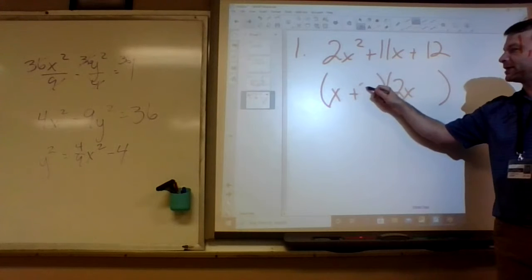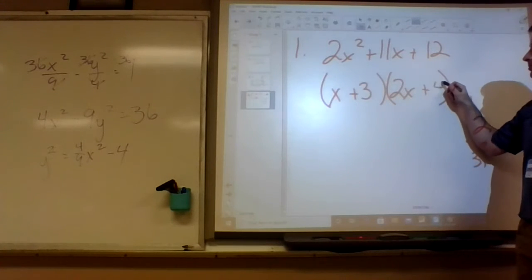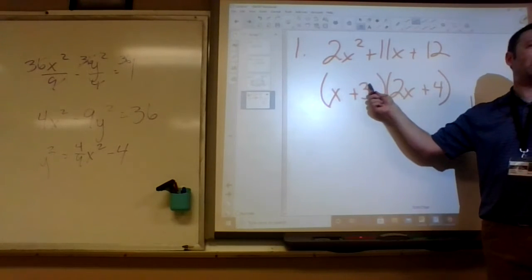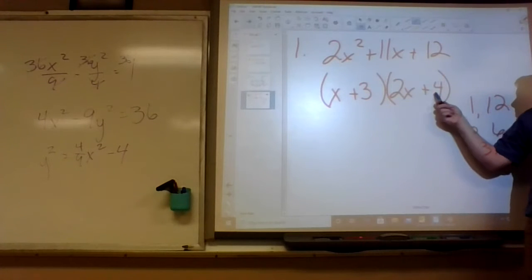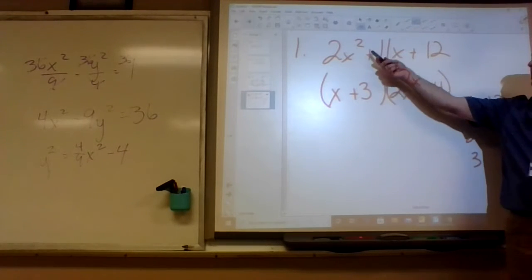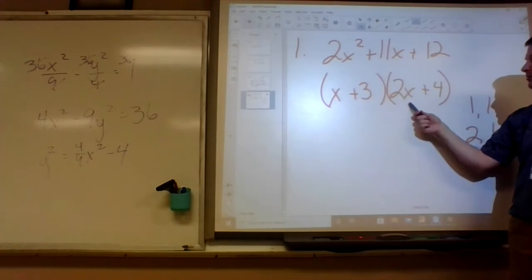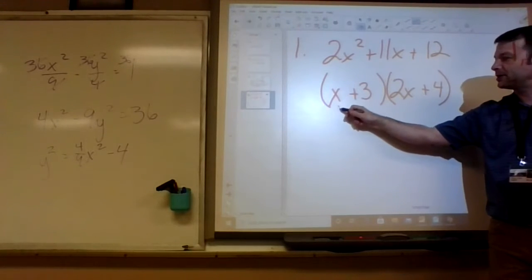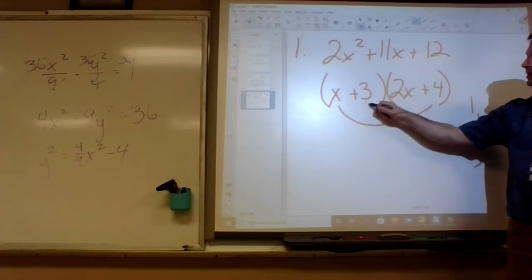There's kind of a trick that I know 3 and 4 won't work. It might, 4 and 3 might work, because a 2 could come out of this, but a 2 can't come out of this. I know this is not the right answer, but anyway, this is how you check. Outside, inside.